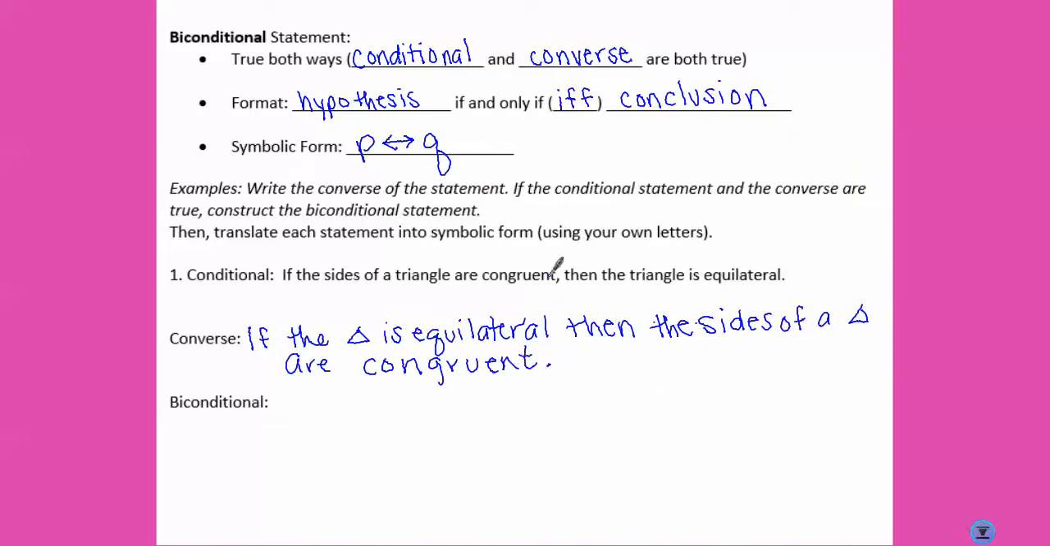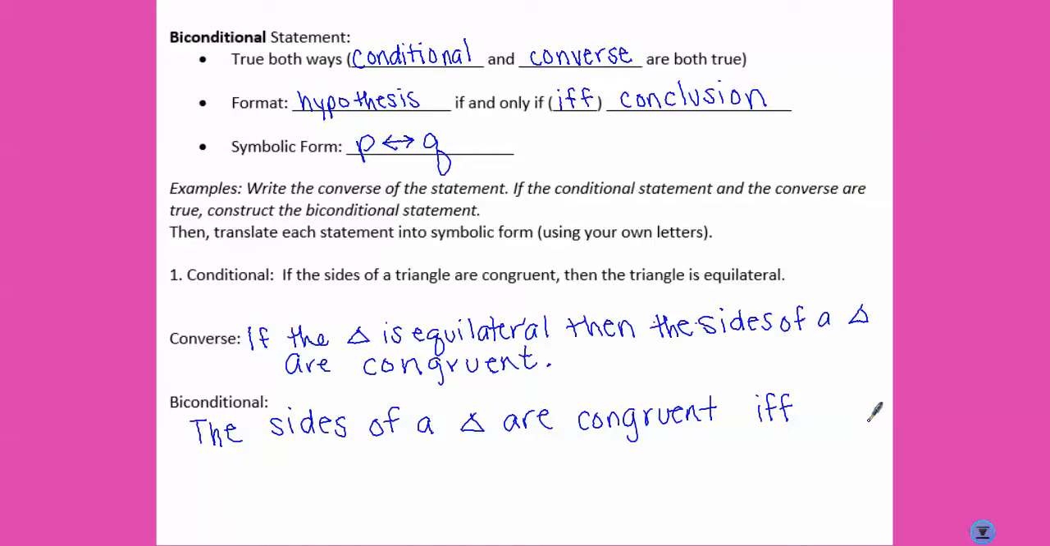So since both of these are true, we can write it as a biconditional. The sides of a triangle are congruent if and only if, which I'm going to abbreviate IFF, the triangle is equilateral.